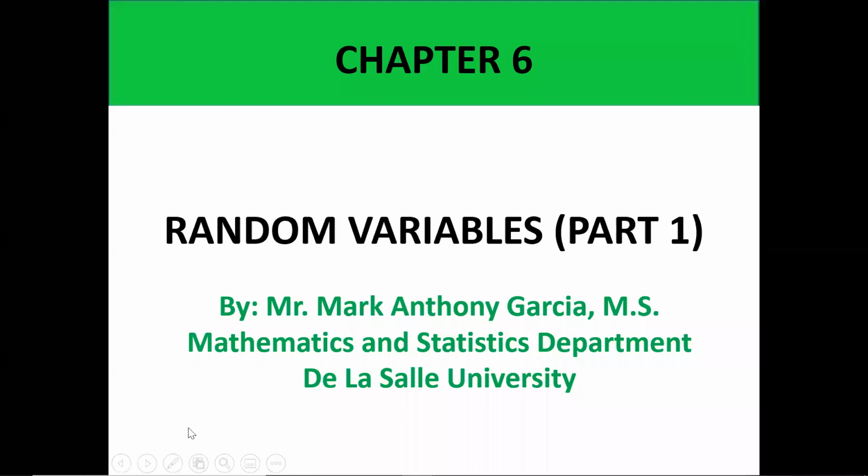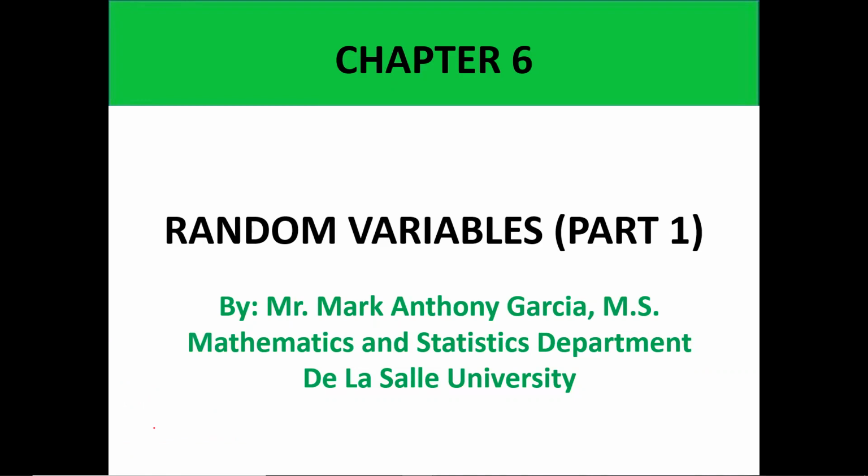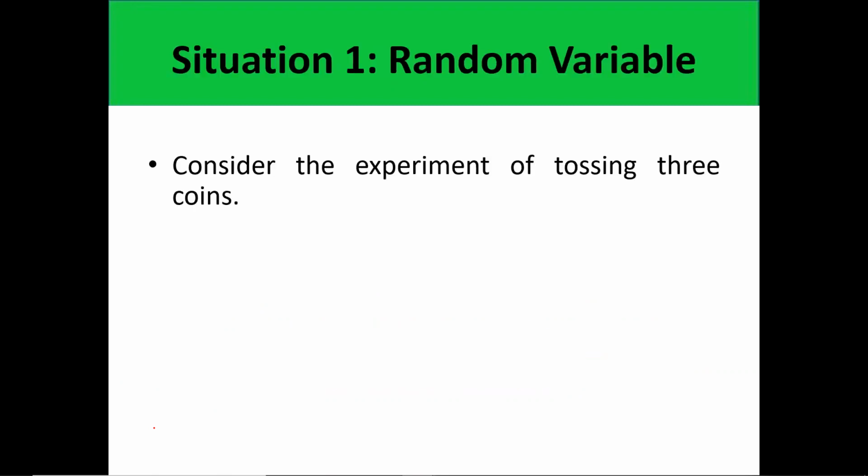Hello everyone. So in this chapter, we shall define a variable that would assign a number to every outcome of a statistical experiment. Now this variable is referred to as a random variable. So as an illustration, let us consider the experiment of tossing three coins.